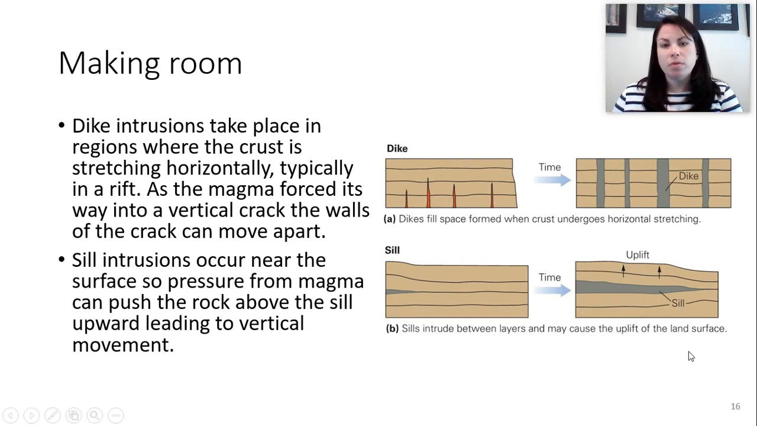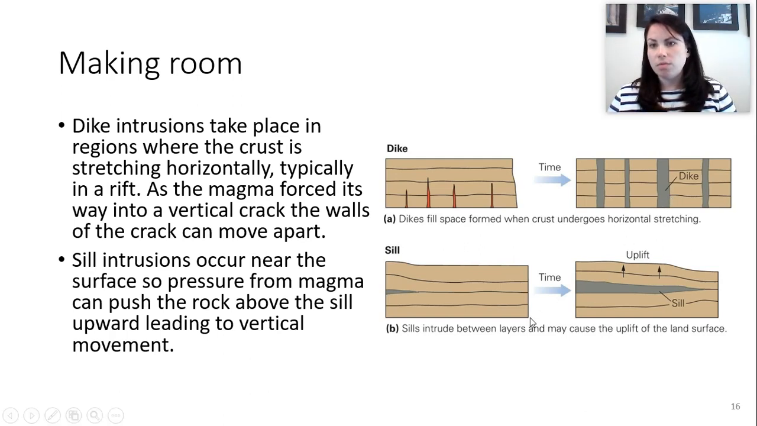So let's talk a little bit more about what dike intrusions are. Dike intrusions take place in regions where the crust is stretching horizontally. This is typically found in a rift zone. The magma is forcing its way through vertical cracks in the wall. So a dike is where you have an intrusion that's forcing its way in a vertical sense. Dikes fill the space formed when the crust undergoes horizontal stretching. So as things are being pulled apart, there's room for the dike intrusion to go vertically.